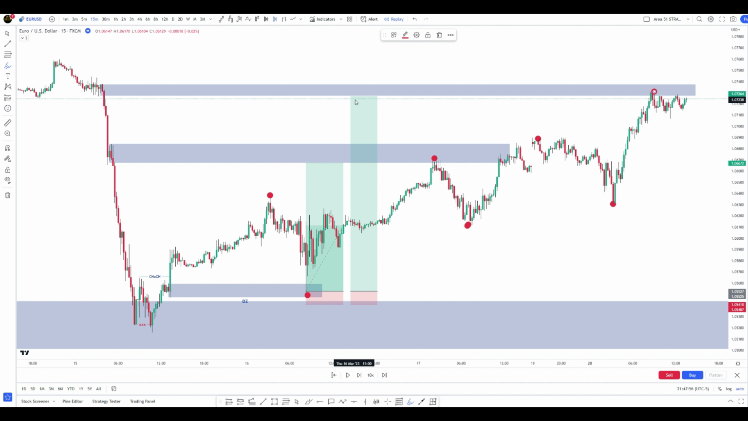It might seem very complicated when you hear about change of characters, break of structures, inducements, imbalances, supply and demands, market structures. But trust me 100%, be patient. Do not rush. Take your time. The market will always be here no matter what. If you're still alive, you will always have the opportunity to make money from these markets. So rushing and thinking about get rich quick schemes, it's not going to work in this market. In Forex, you have to have patience.